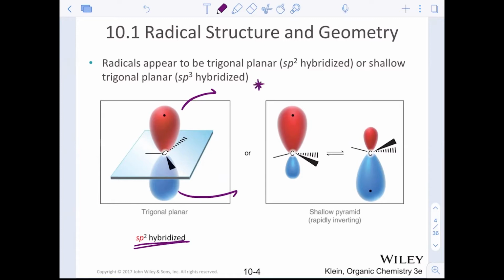So racemic mixtures will form when we make chiral centers here. So just be aware of that. Anytime that we see a racemic mixture form in a product, if the radical was an intermediate, handle it exactly the same as you would a carbocation. Racemic mixtures will always form with our radical intermediates.